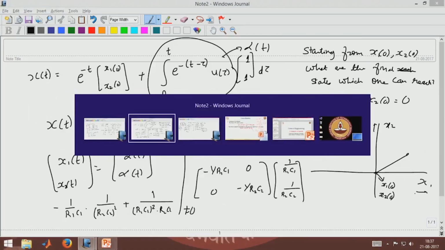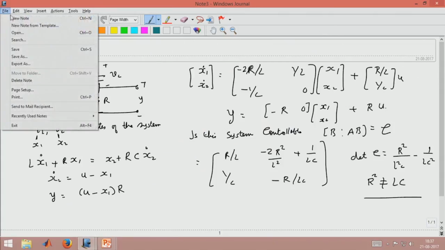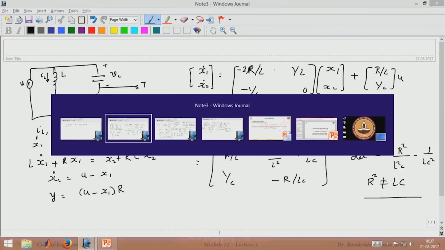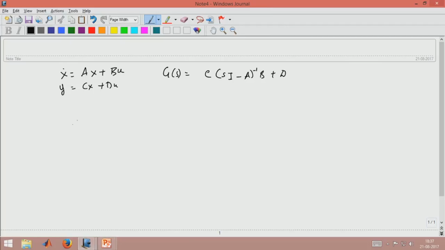So we know the relation between the state space and the transfer function. Given x dot is Ax plus Bu and y equal to Cx plus Du, the transfer function G of s is simply C (sI minus A) inverse B plus D. Okay. Now, let us choose values of the circuit parameters such that the system is not controllable. So what is said here is that R square should not be equal to LC.